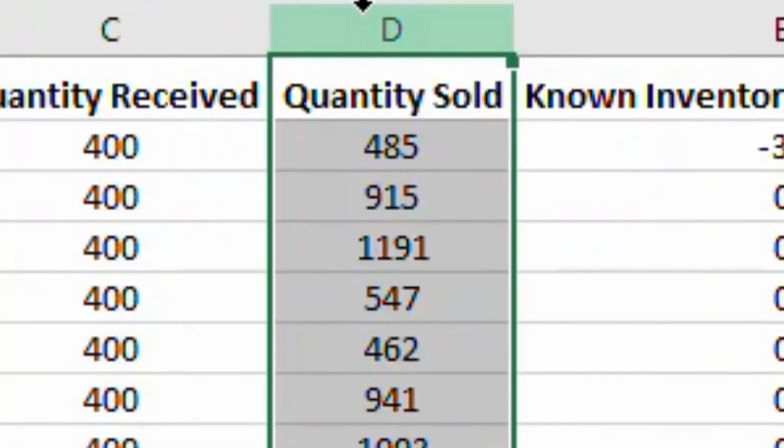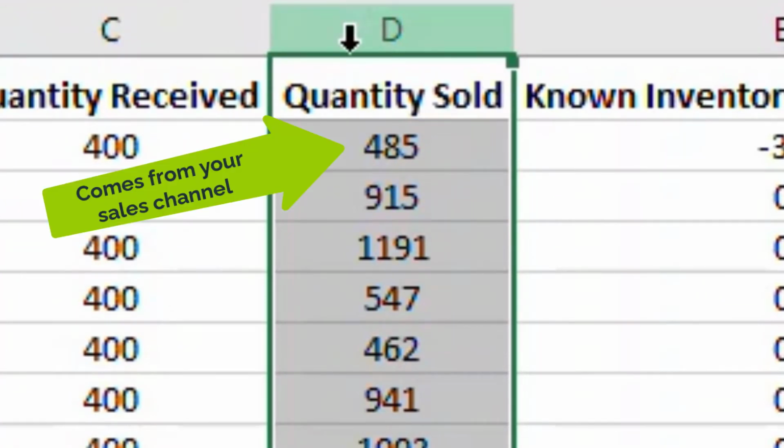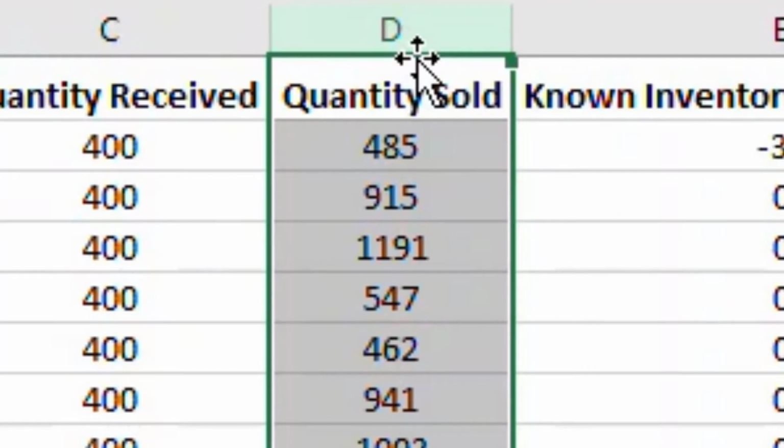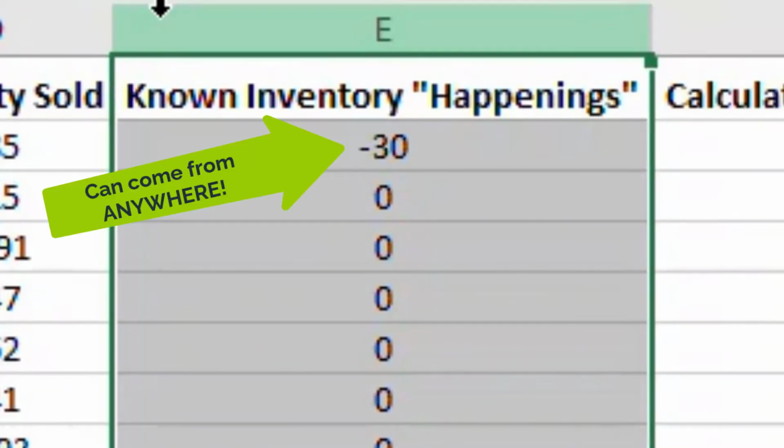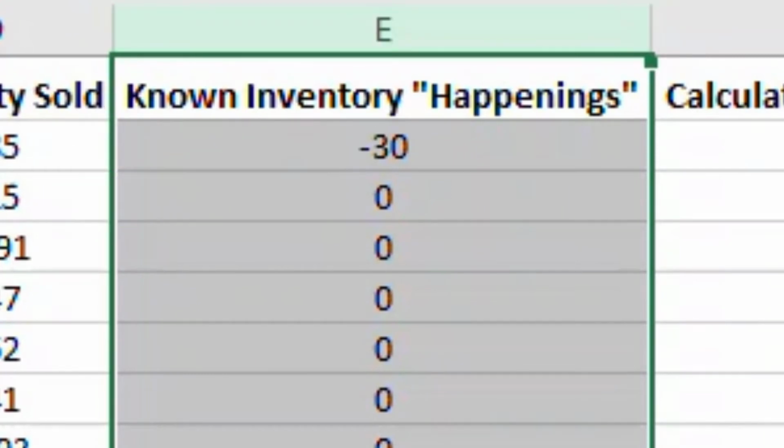Your quantity sold will usually come from your sales channel in the various different reporting options that you have there. Known inventory happenings can come from truly anywhere, usually from your warehouse or from your 3PL. In some software, these are referred to as adjustments. So this can be inventory that you gave away or threw away because it was spoiled, discarded. Anywhere that things can disappear to or show up from by surprise is going to be in this column, your known inventory happenings.